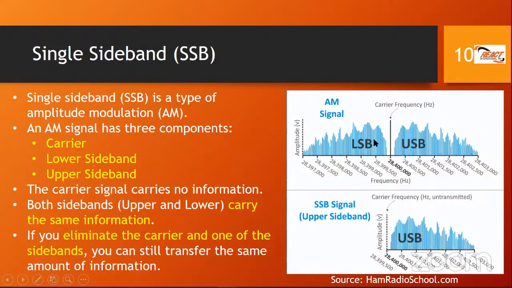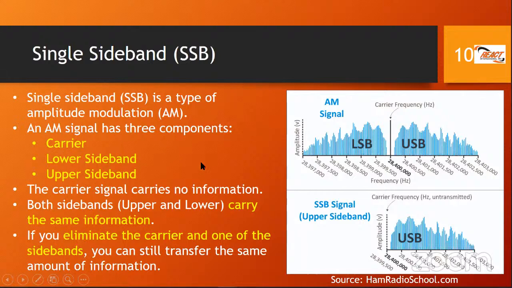And you have all the information there. And look at the bottom diagram here. We have taken out the lower sideband, we have taken out the carrier frequency, but guess what? The upper sideband carries all of the same information just as well. So there you go. We say that the carrier signal carries no information. Both sidebands, upper and lower, carry the same information. And if you eliminate the carrier and one of the sidebands, you can still transfer the same amount of information. And that's the beauty of single sideband.